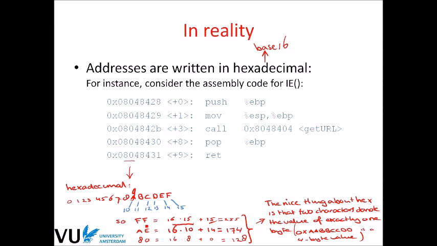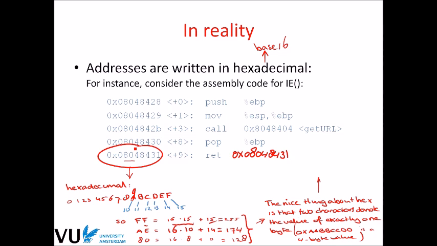So what's convenient about this is that you can use exactly 2 characters to denote the value of 1 byte. So for instance, AA, BB, CC, and DD is a 4-byte value. That allows us to, for instance, translate this address here to a decimal value.